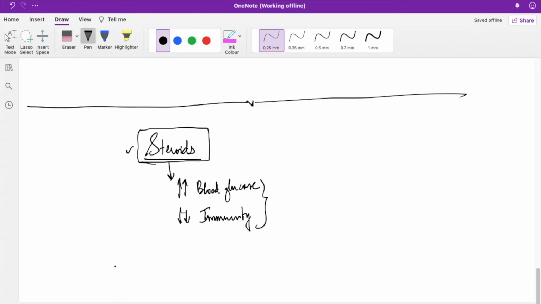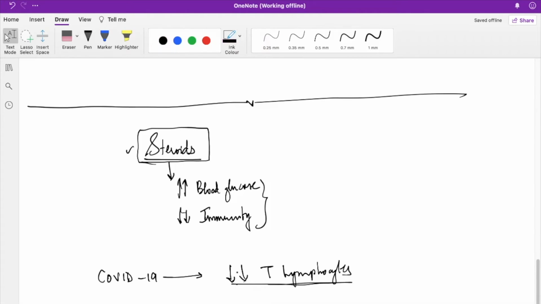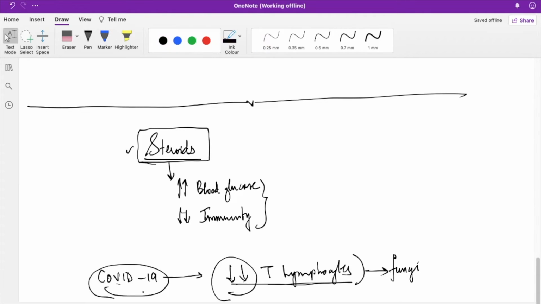There are also some reports that COVID-19 infection decreases the T lymphocytes. These T lymphocytes are also WBCs, white blood cells that are involved in the immune mechanisms, and they are very much essential in fighting against fungi. So if there are decreased T lymphocytes because of COVID-19, this can also increase the chance of infection. These are not proven; researchers say these can be the reasons, but they are not 100% sure.